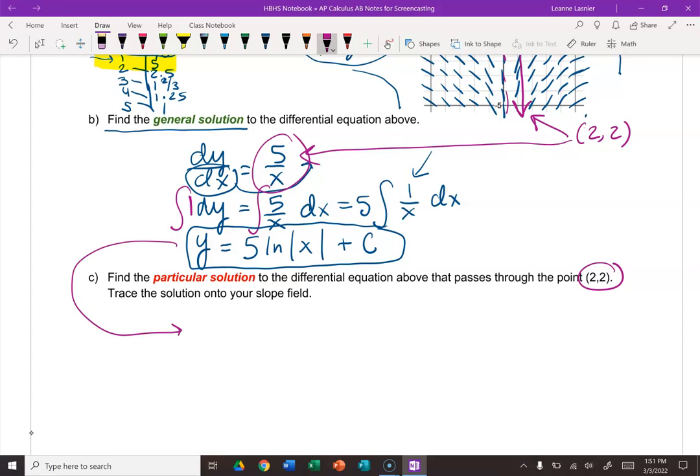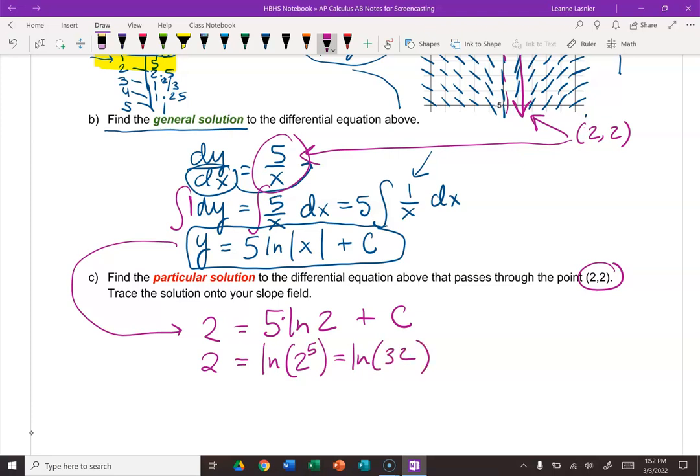So we're going to take it from where we left off in part B. We're just going to use the (2, 2) to solve for c. I'll plug 2 in for y and then 2 in for x. And so I know that 5 times ln of 2 is the same thing as ln of 2 to the 5th power, which is ln of 32. Then I would subtract that from 2. So that's what my c equals: c equals 2 minus the natural log of 32.